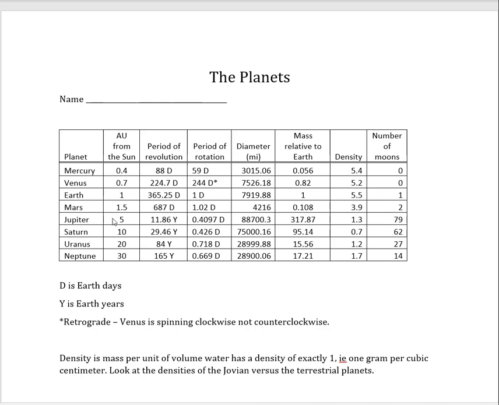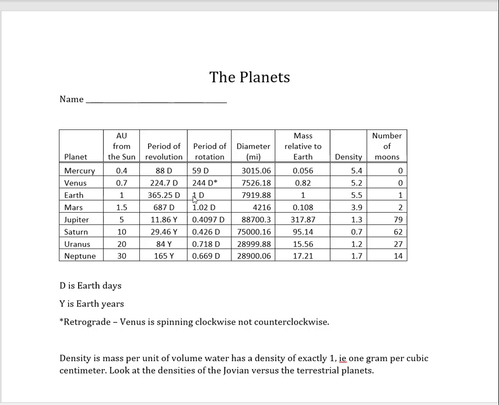Along with the AUs from the sun, I rounded the AUs to 0.4, 0.7, 1.55, 10, 20, 30. There are periods of revolution, so this is how long it takes the planet to go around the sun in Earth days or Earth years. Okay, so these are Earth days and Earth years, not that planet's days. We'll talk a little more about that later on. So how long to go around the sun? Period of rotation is how long it takes it to spin. Okay. Also in Earth days.